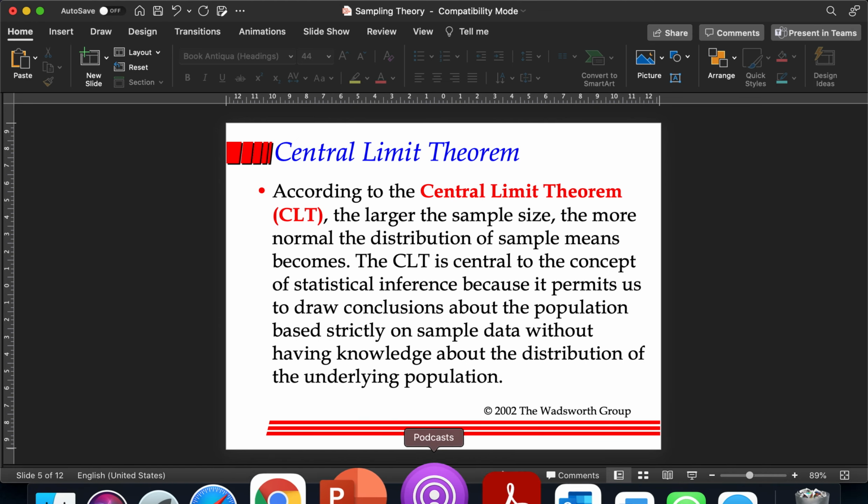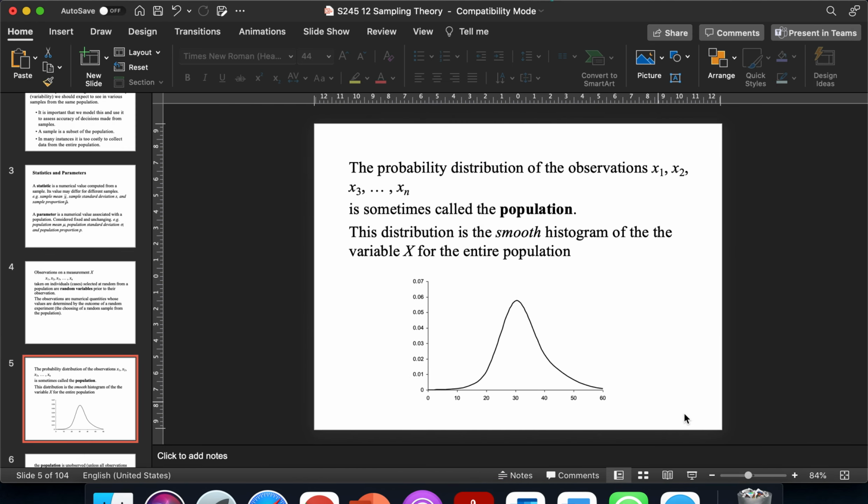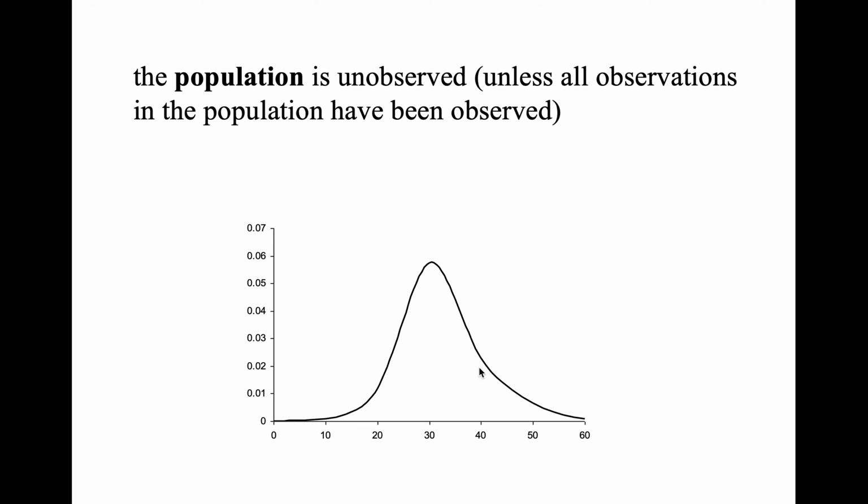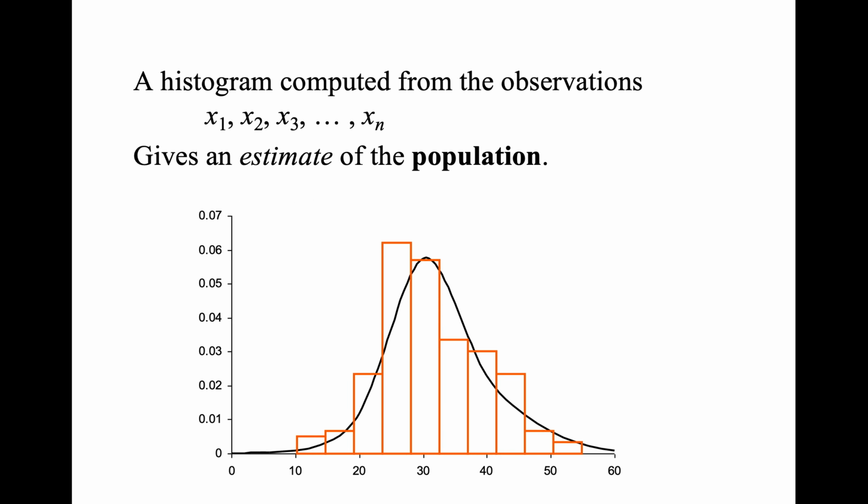Okay, so next one is the probability distribution of the observations x1 until xn, sometimes called the population, and this distribution is the smooth histogram of the variable x for the entire population, as we mentioned previously. And the population is unobserved unless all observations in the population have been observed. So a histogram computed from the observations x1, x2 until xn gives an estimate of the population. So as such here, we include it in the form of the histogram.